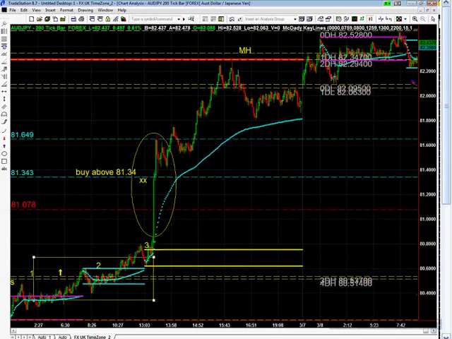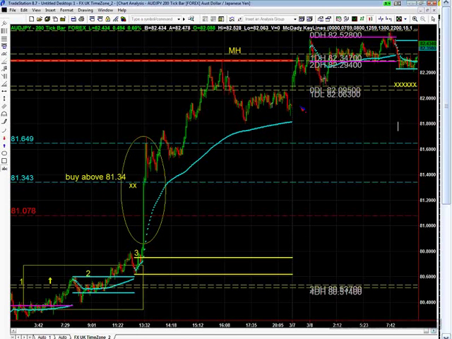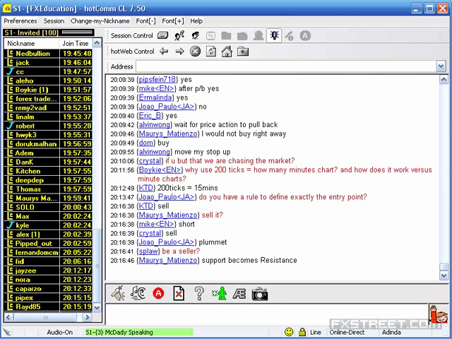But if it breaks inside, what if it trades over here, guys? What happens if the market comes in? Okay, guys, what will happen? Exactly, we're going to be sellers, but why are we going to?